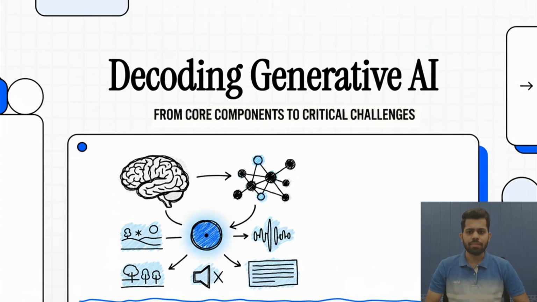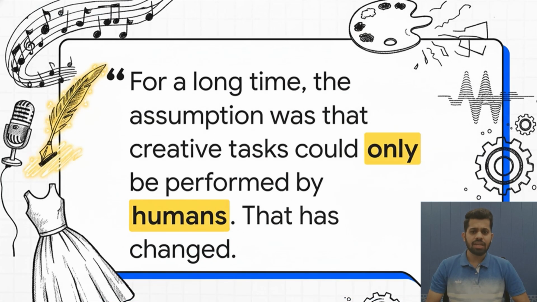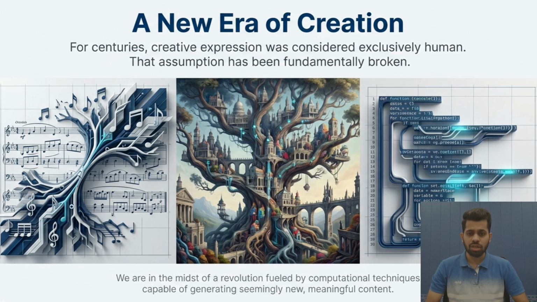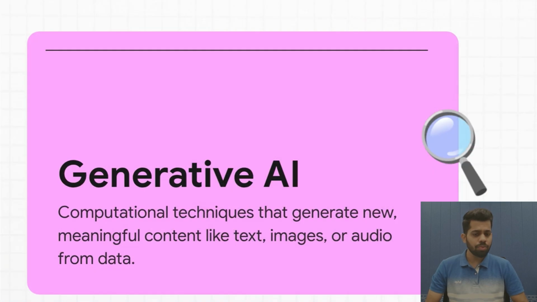For the longest time, we believed that creative tasks like composing music, designing fashion, or writing poetry could only be done by humans. But that assumption has been completely shattered, as we are now going through a revolution powered by computational techniques that can generate brand new meaningful content, be it text, images, or even audio, all learned from its training data.